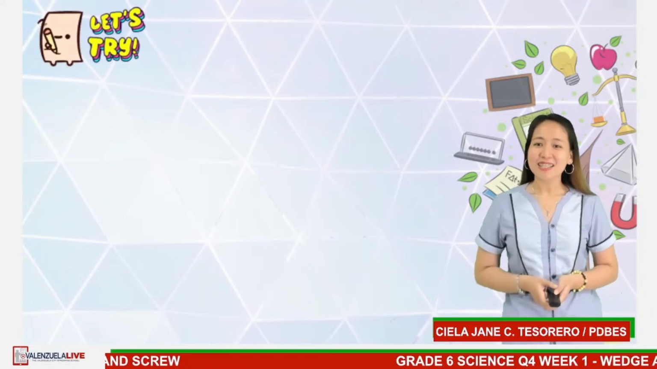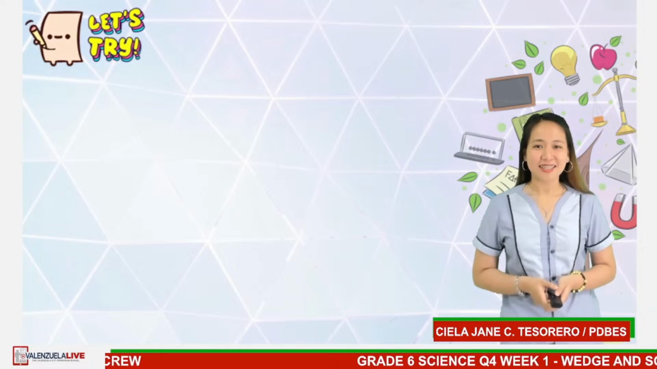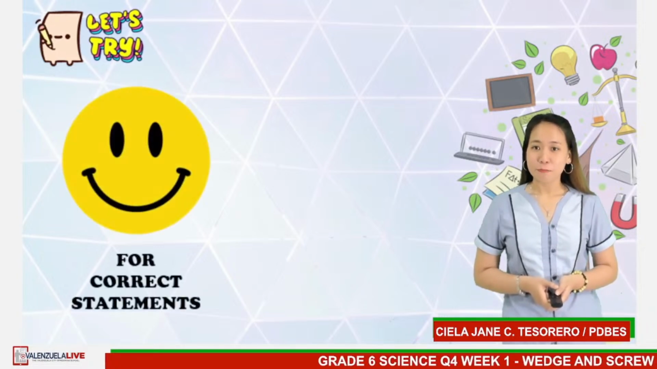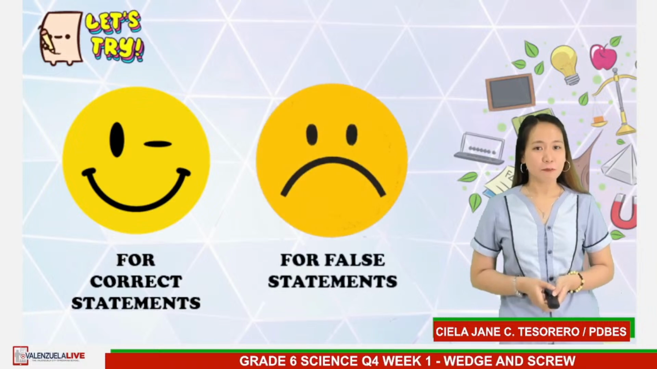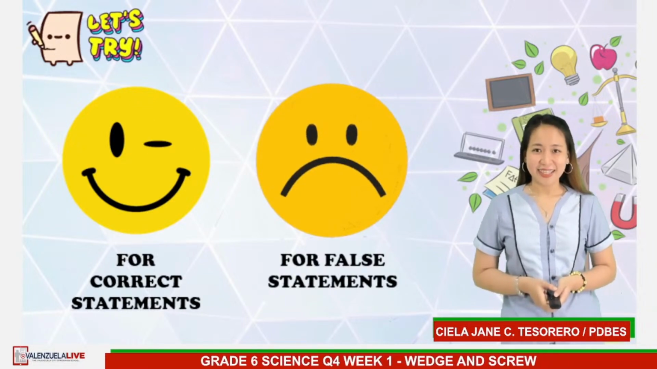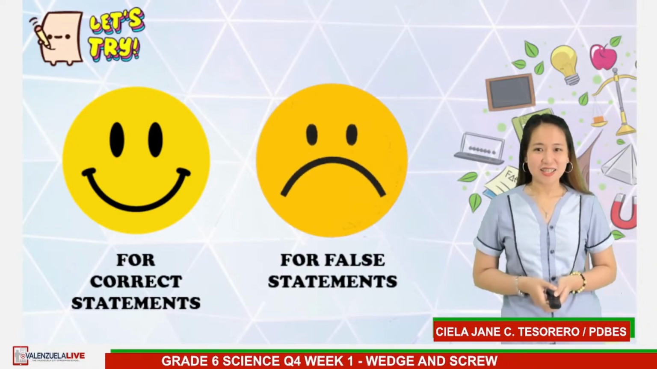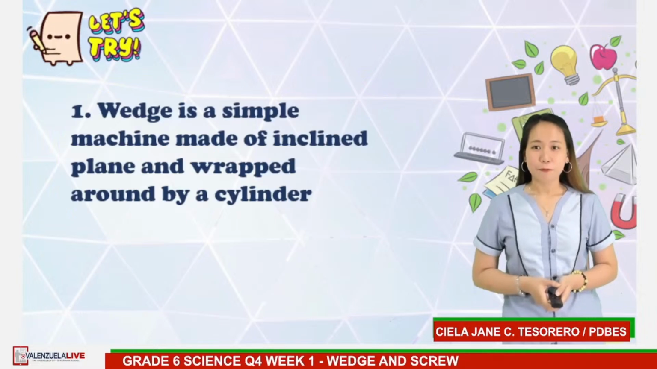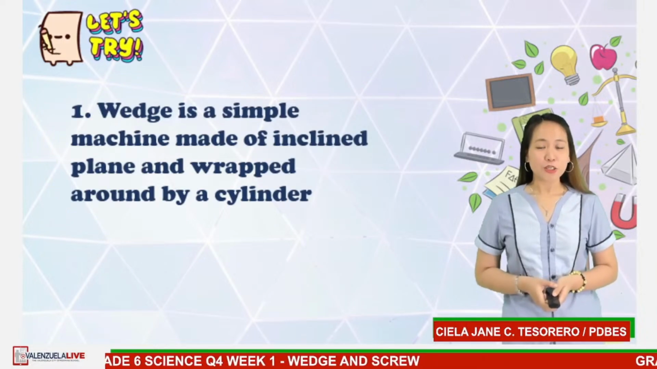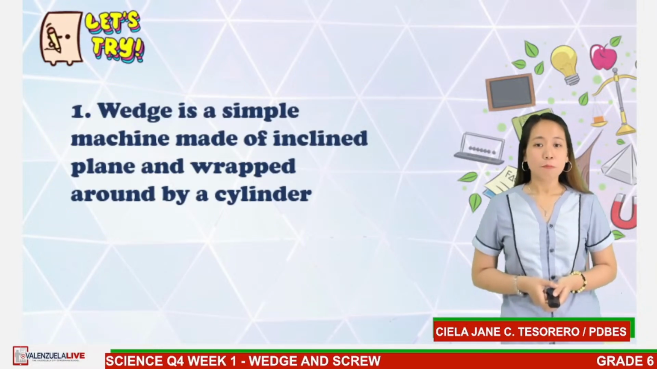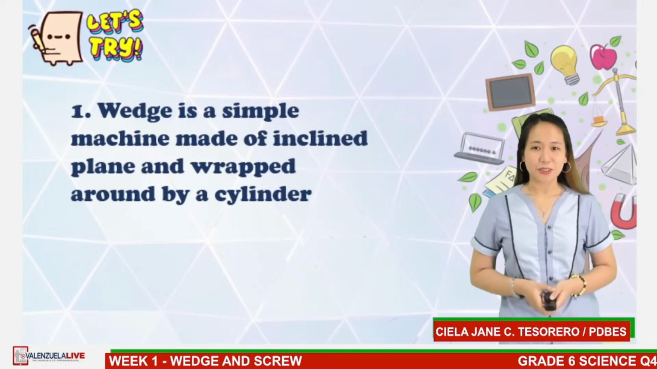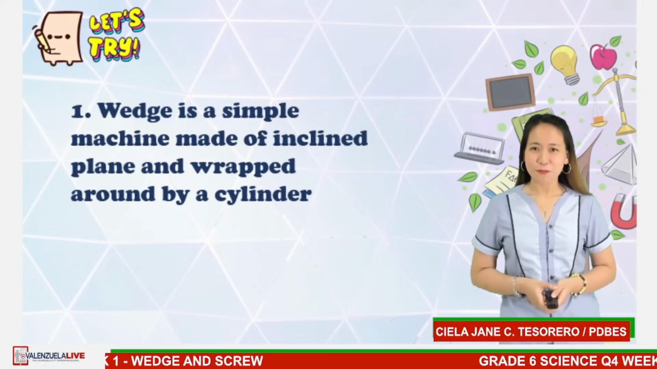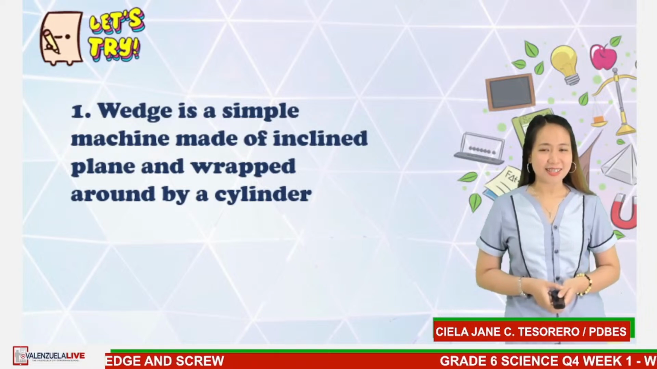So let us check your understanding of today's lesson. Put a smiley face if the sentence is correct and a sad face if it is not. Ready? Then let's start. First, a wedge is a simple machine made of an inclined plane and wrapped around by a cylinder. Is it a happy face or a sad face?